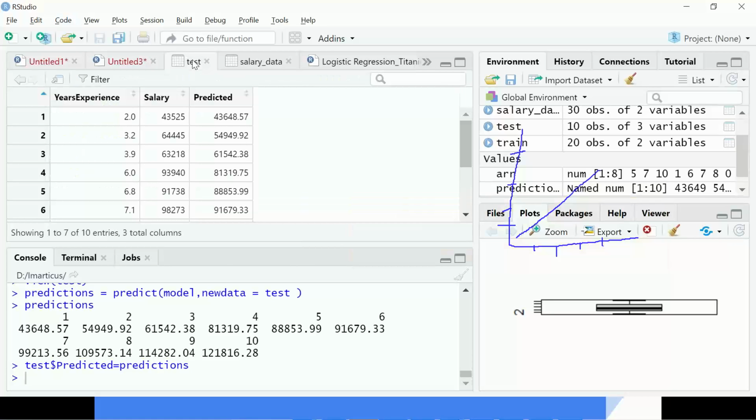So before that, do you all have this column of predicted in your test data set? Okay. Now, can you all make one more column?